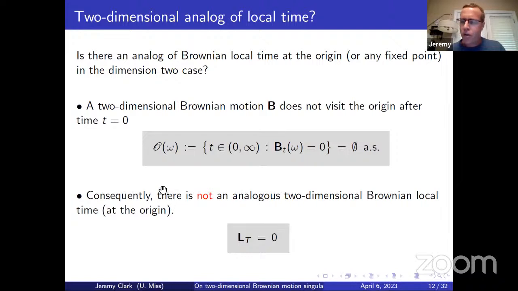Okay, so you already have a trivial set of times at which the Brownian motion visits 0, and yet there's not a local time to study in dimension 2. So this is a non-starter. There's nothing to study that is analogous to the one-dimensional local time. All right, so what I want to do is talk about a process in dimension 2, a pretty natural process, that does have a local time. It does have a zero set that you can study.